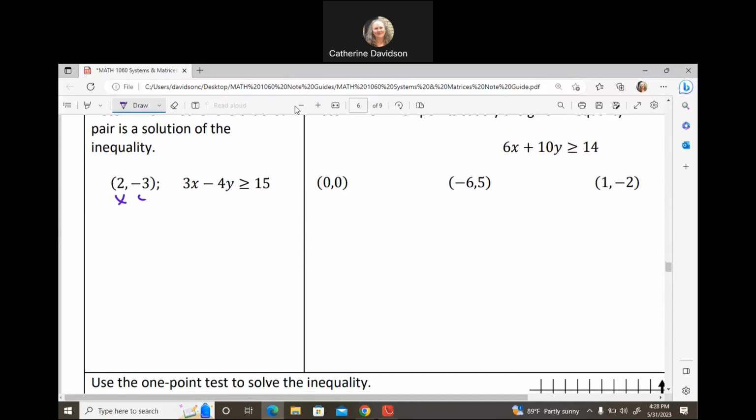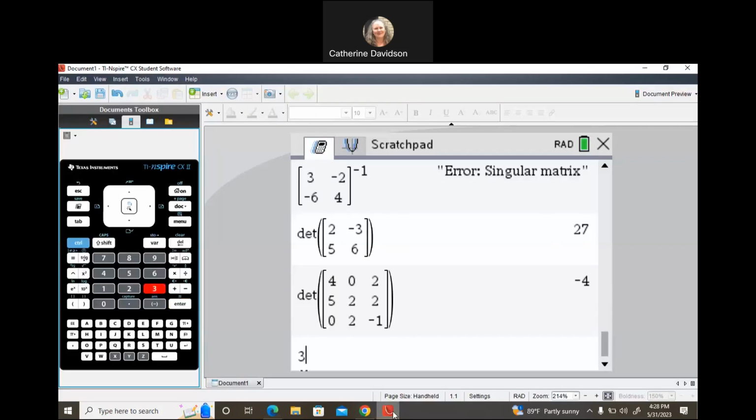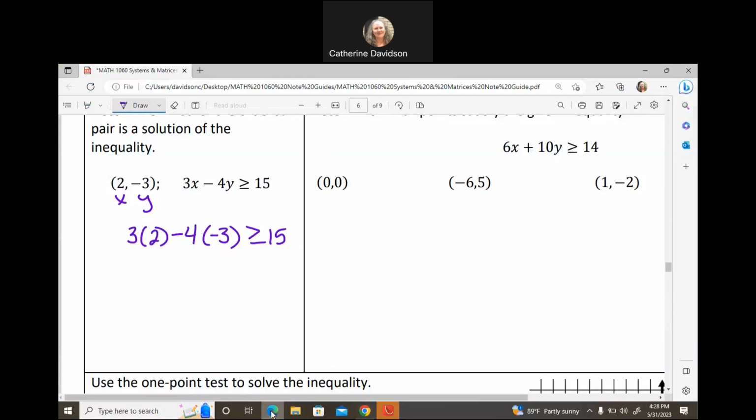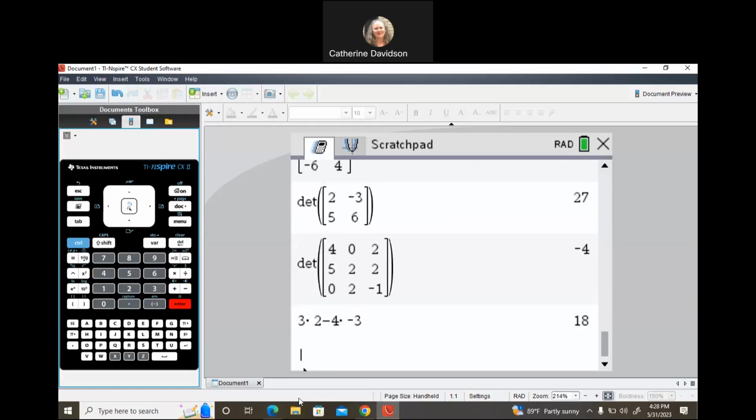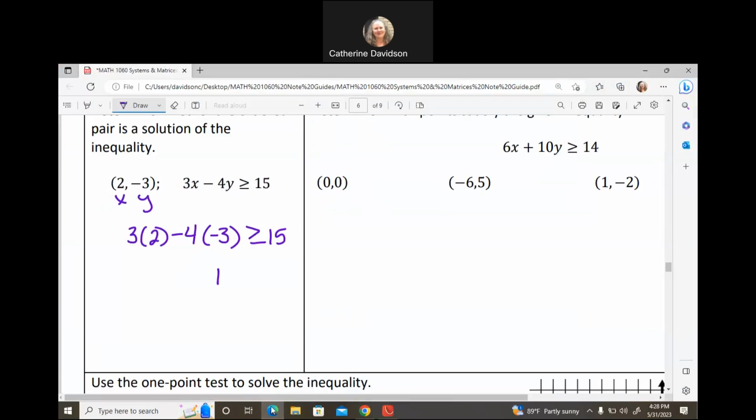So this is our x and this is our y. We need to know if that's greater than or equal to 15. I can put that left side in my calculator. One more time. That was -3. So that gives me 18. Is 18 greater than or equal to 15? Yes, it is. So it is a solution.